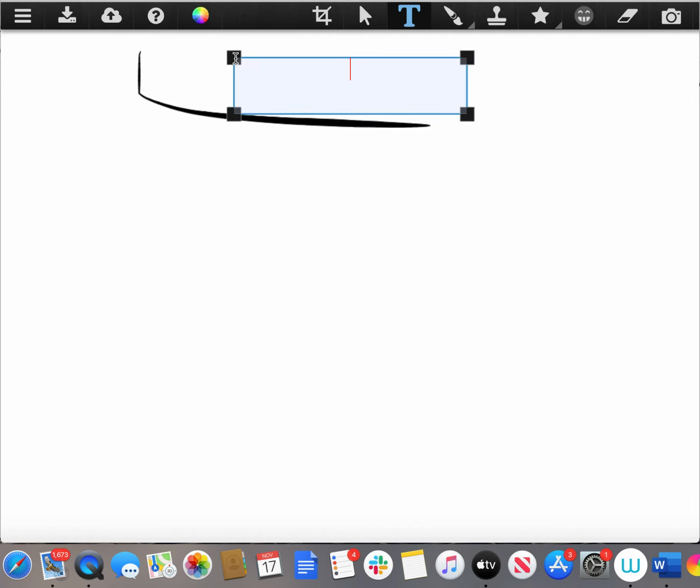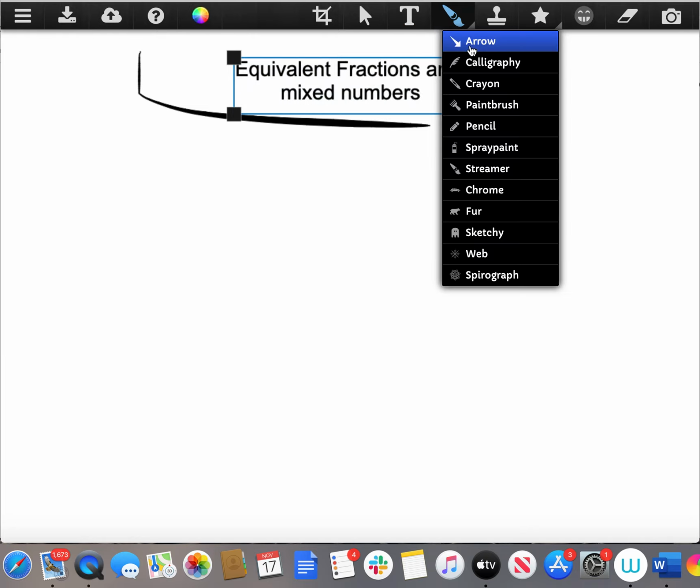Hey guys, we're going to talk about equivalent fractions, mixed numbers. So let's go ahead and get started. Okay, so equivalent fractions, mixed numbers. You've done this before. It's not new.